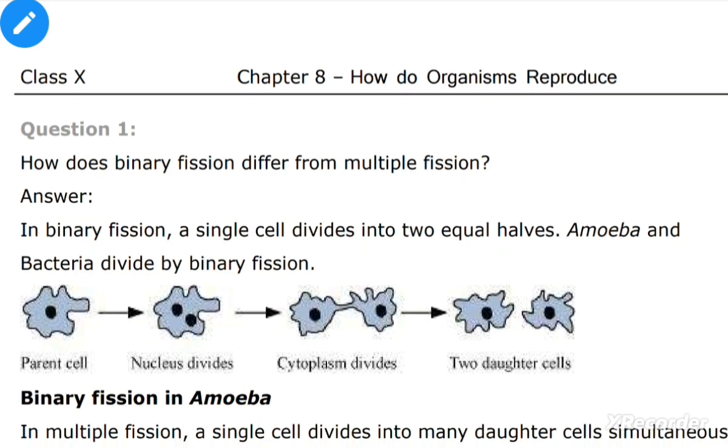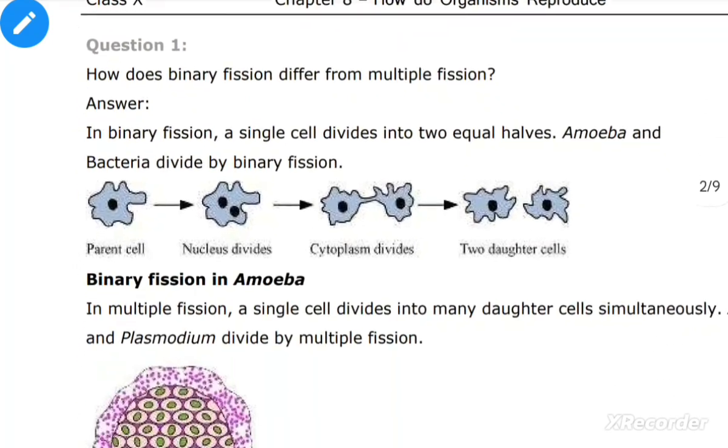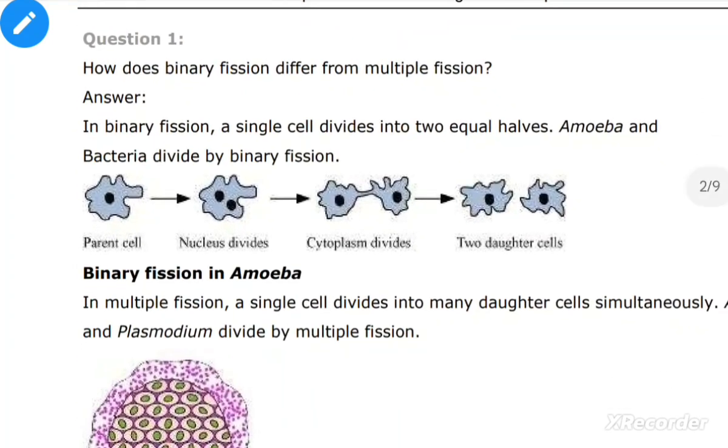Question number 1. These are your NCERT questions, beta, and they are very helpful when you prepare for your board examination.